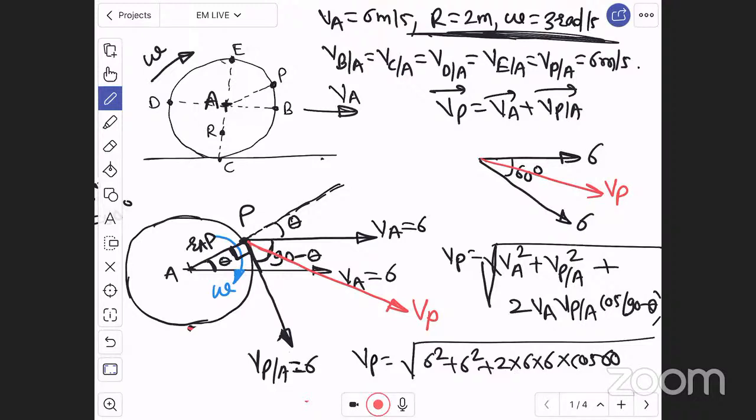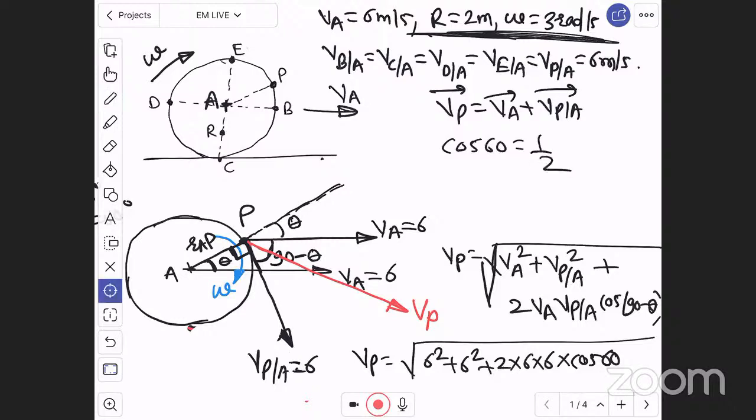What is cos 60? 1 by 2. Cos 60 is 1 by 2, right? Therefore, this cos 60 and 2 will get cancelled by each other. एक दूसरे को cancel कर देंगे ना. Cos 60 is 1 by 2 into 2.